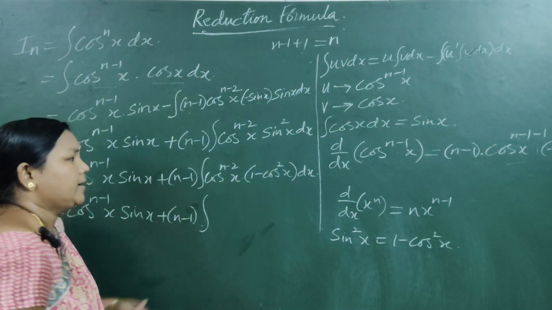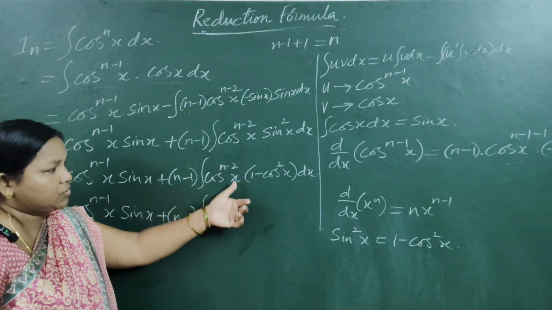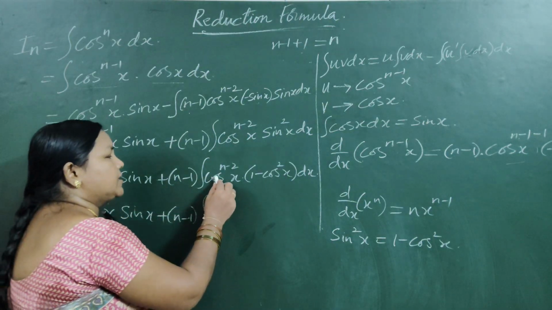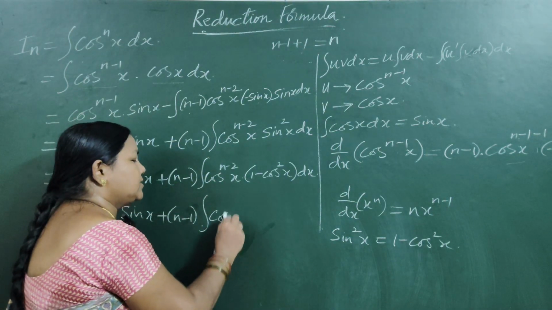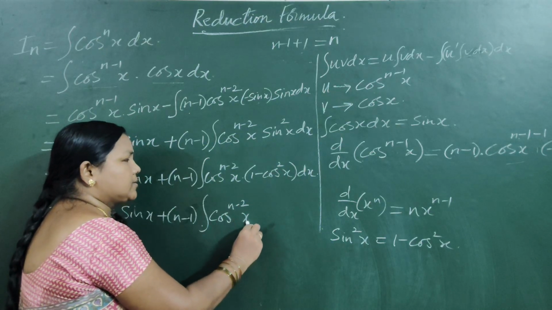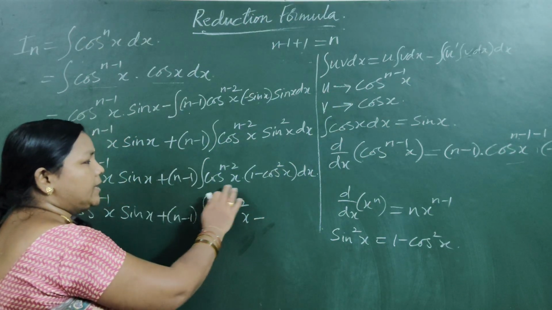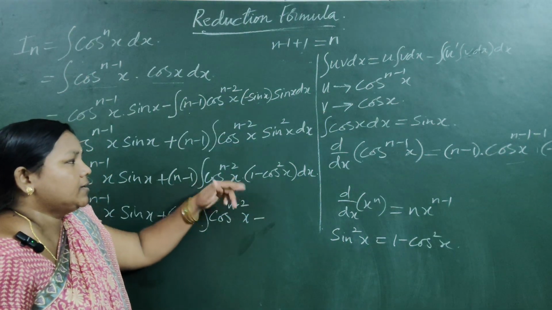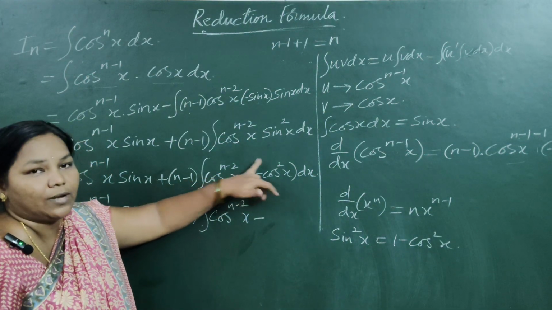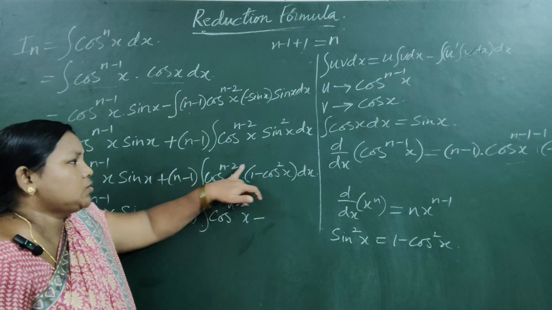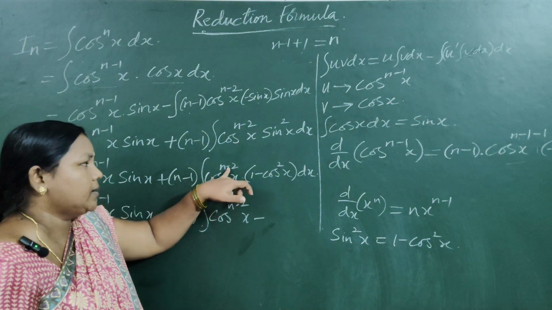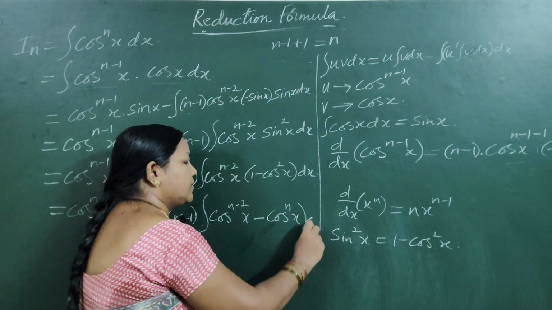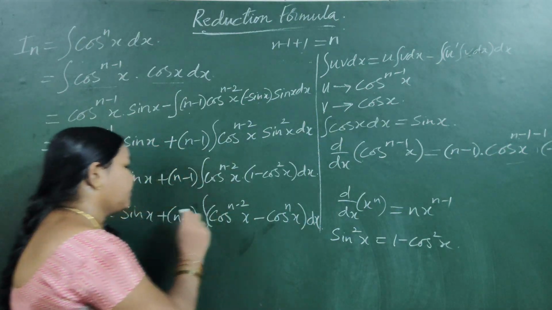How to multiply cos to the power of n minus 2x with 1 minus cos square x. That is, first term into 1 is cos power n minus 2x, next minus. Here bases are same, so we can add the powers. Here the powers are n minus 2 and 2. So minus 2 and plus 2 get cancelled, remaining term is n. This cos power nx into dx.